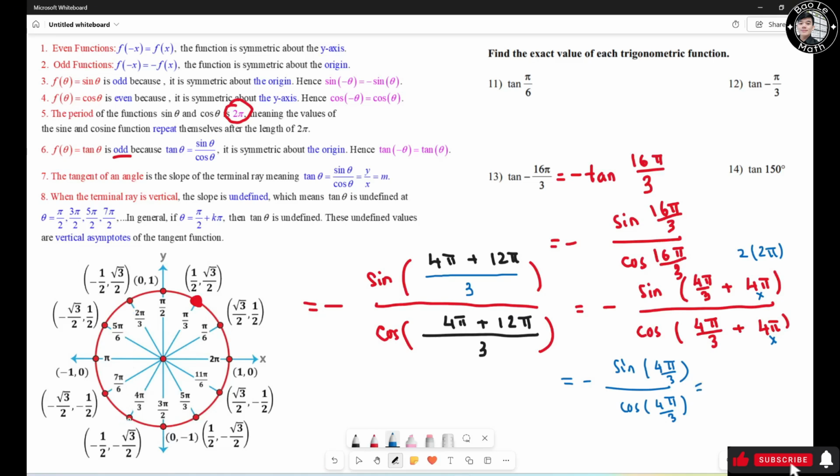Alright, so I look at this guy right here. 4 pi over 3 is going to be right here. Alright, sine, which means the y value, so it can be negative root 3 over 2, right? So I have negative sine right here and negative root 3 over 2 divided by negative 1/2 right here, right? So I multiply the top and bottom by 2, right? And the negatives right here cancel out, so I have one more negative sign right here. So the answer must be negative. This guy cancels out, this guy cancels out. The answer is root 3.